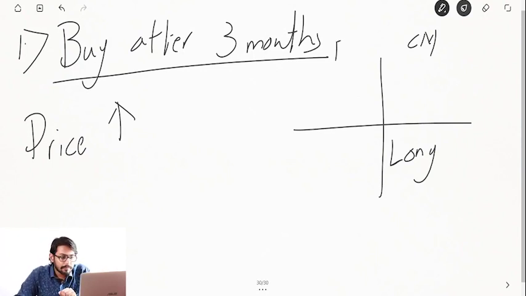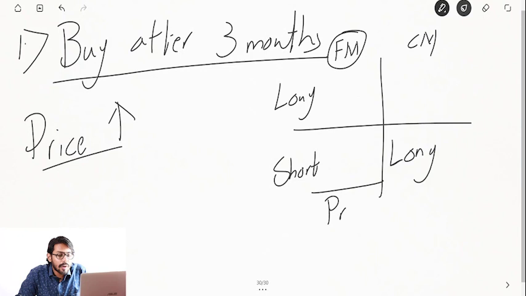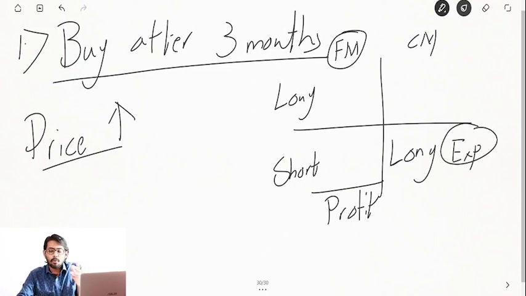In the future market, you will create a scenario so that the increase in price is favorable to you. What will you do? Today you will buy and after 3 months you will go short, you will sell. So that if there is any increase in price, that increase will come to you as a profit. Although over here you will have to pay a more expensive price, here you will get a profit. This expense and this profit will knock each other off and you will be safe.